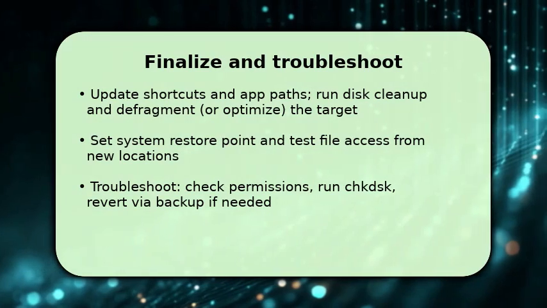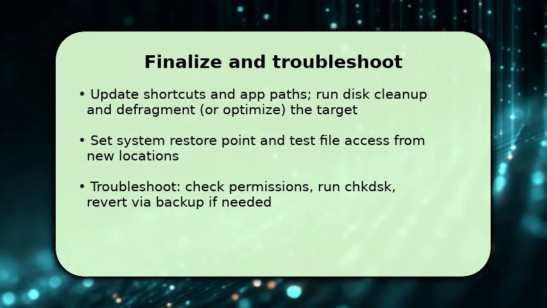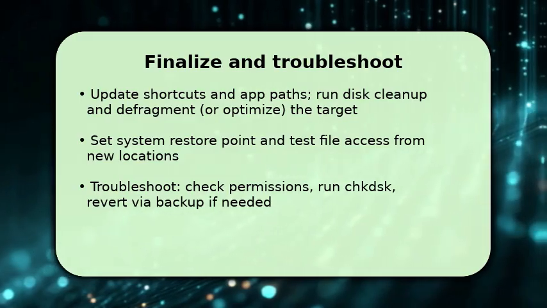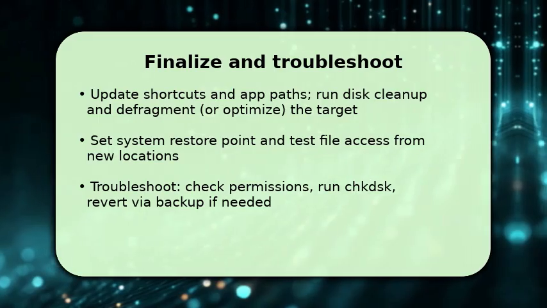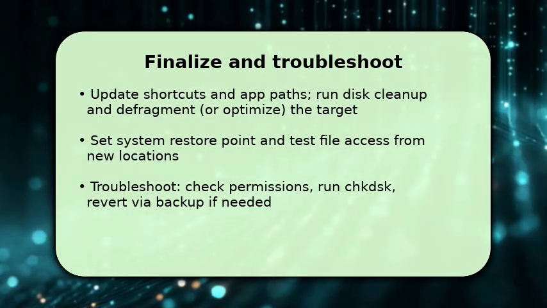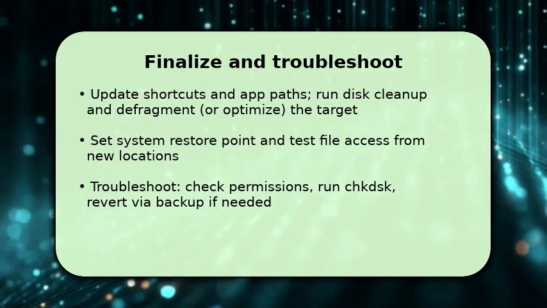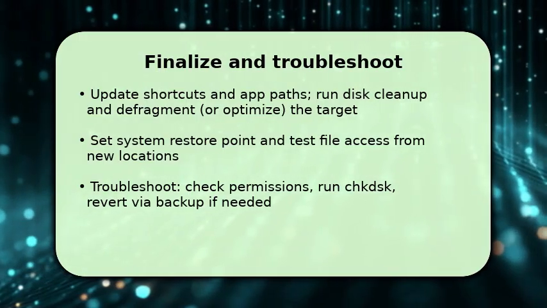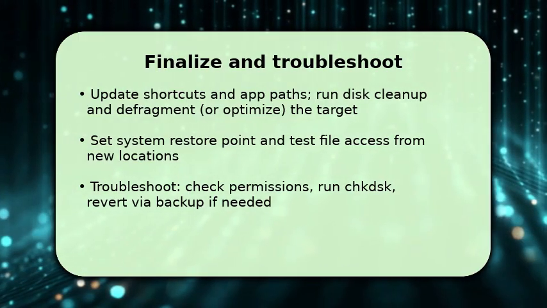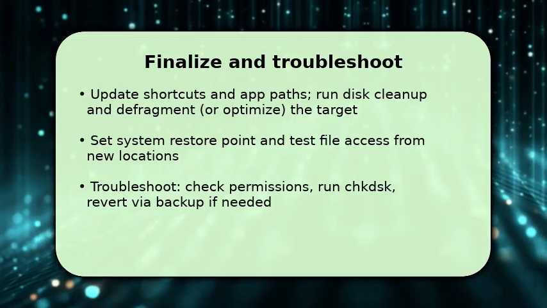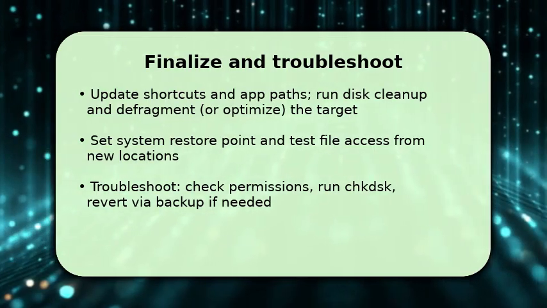Once done, run disk cleanup and optimize the target drive, then set a system restore point so you can roll back if needed. Test opening several file types and launching apps from their new locations. If something fails, check NTFS permissions for your user, run chkdsk on both drives, and ensure drive letters match. If issues persist, restore from your backup copy.